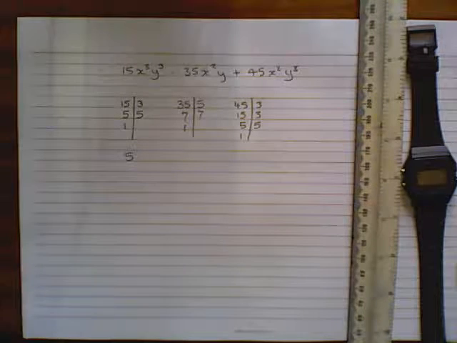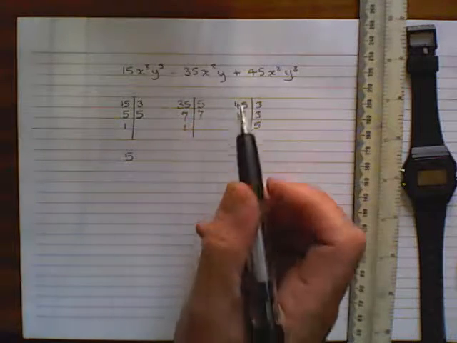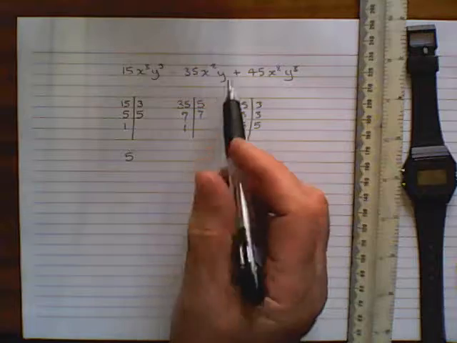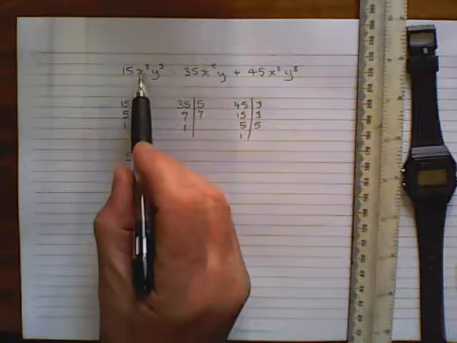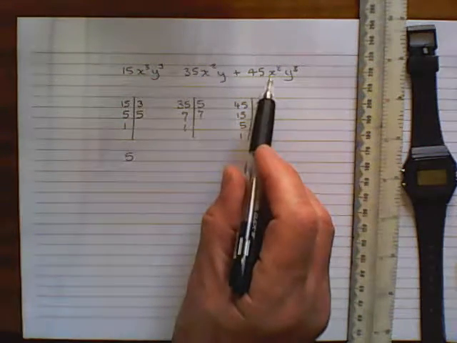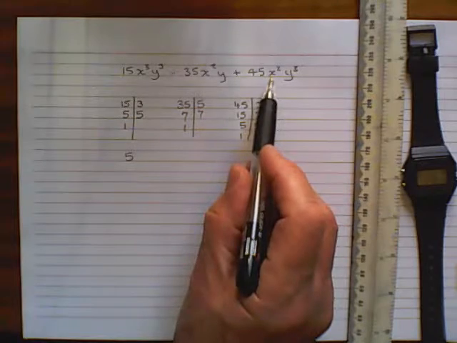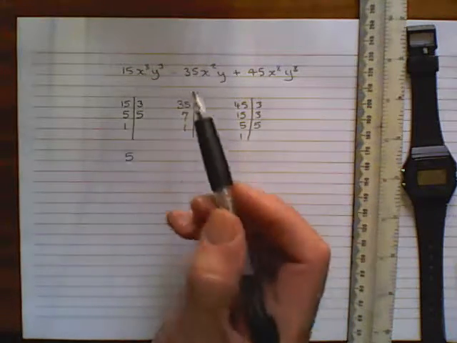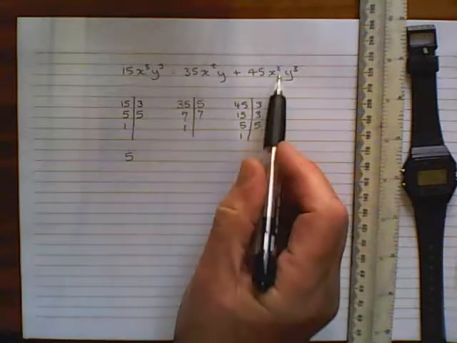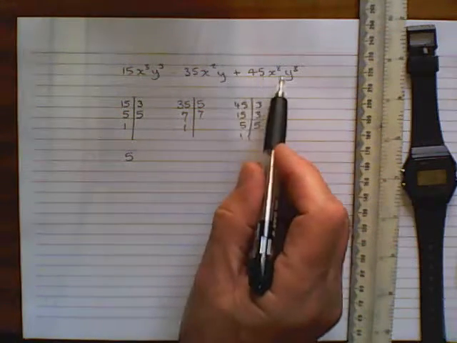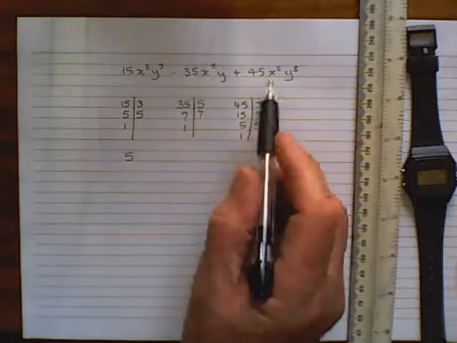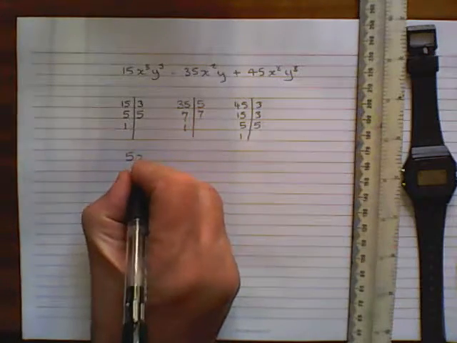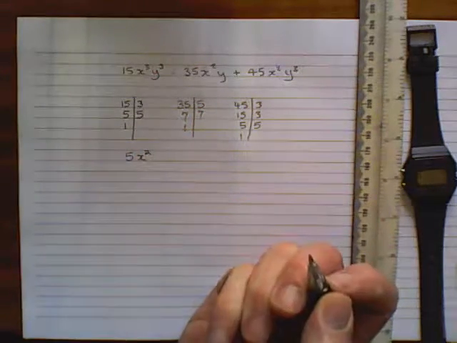Now, let's have a look at x. If we consider x, that's x cubed, x squared, and x squared. Well, x squared will go into x squared once, and x squared will go into x cubed x times. So the highest common factor of the x's is going to be x squared.